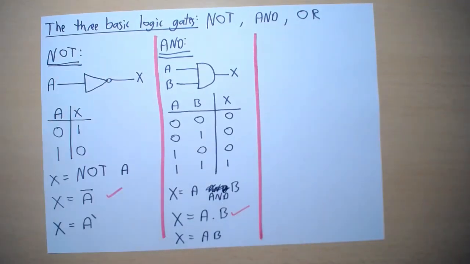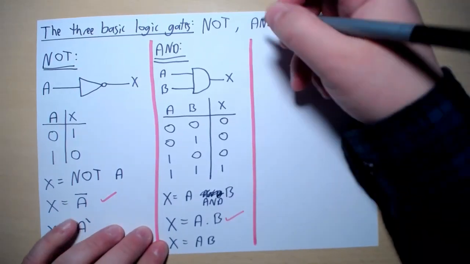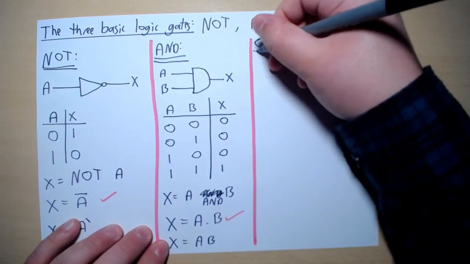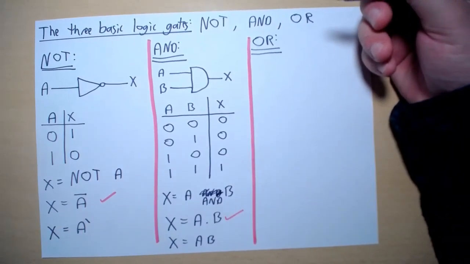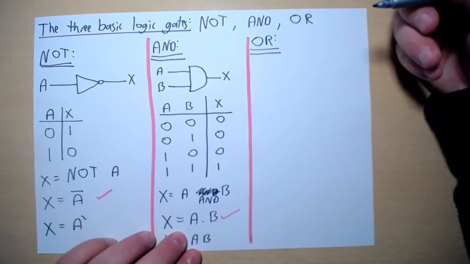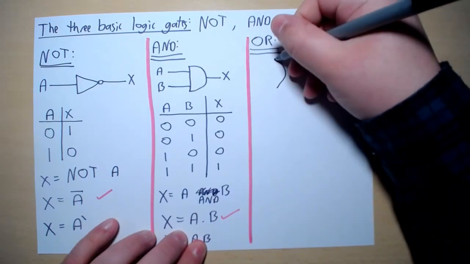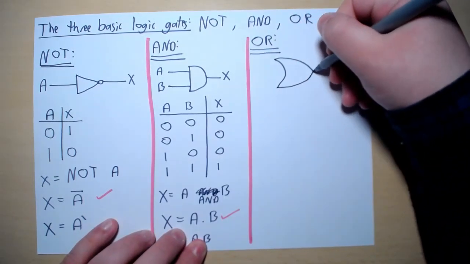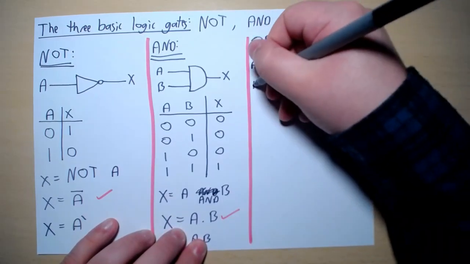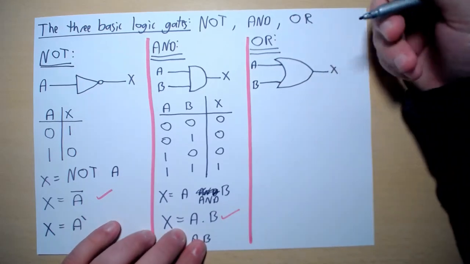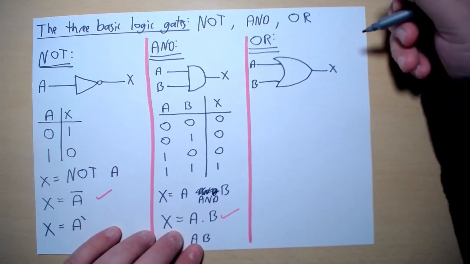Let's now do the last gate, which is the OR gate. Like the AND gate, the OR gate takes 2 or more inputs and gives us only 1 output. So if we start by drawing the symbol of the OR gate, it is drawn something like that. I'm going to give this OR gate 2 inputs, A and B, and 1 output, which is X.